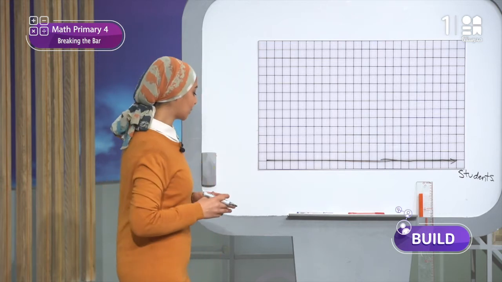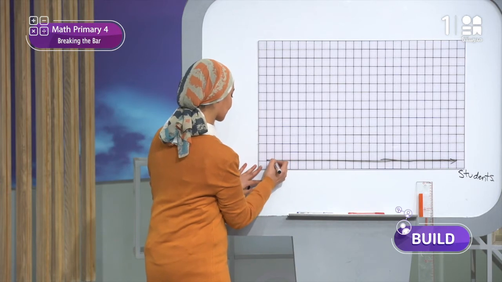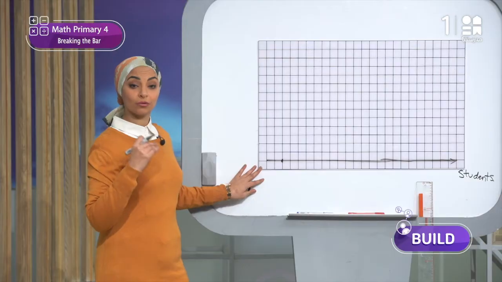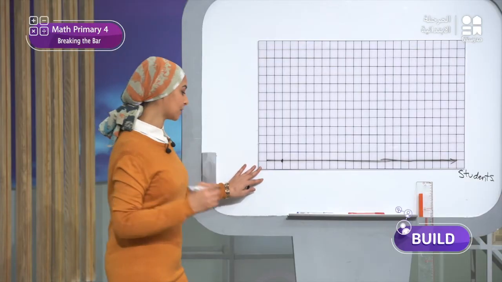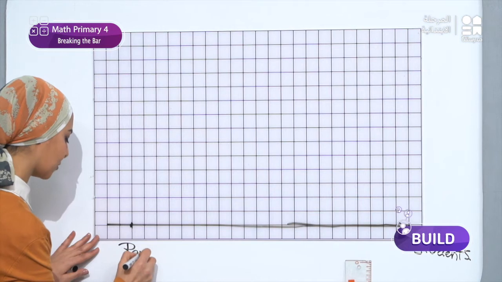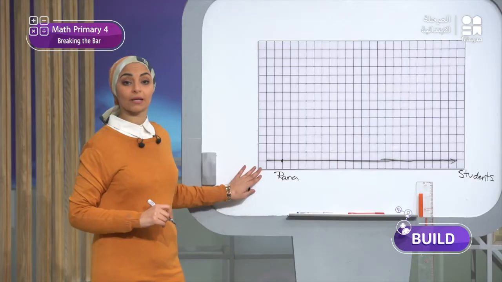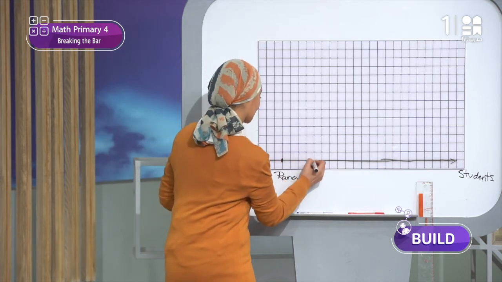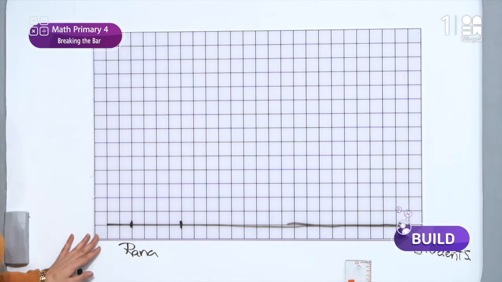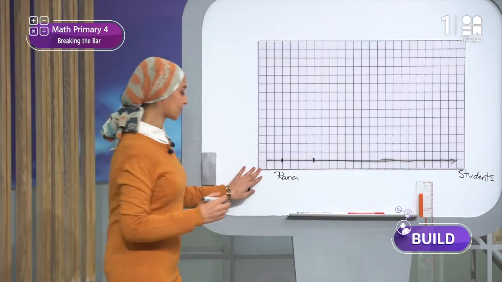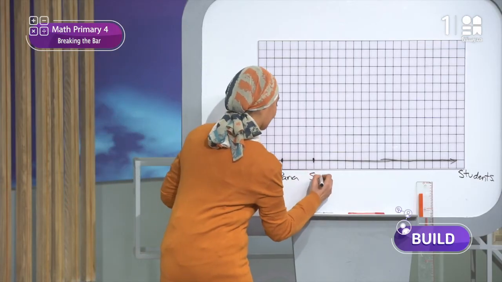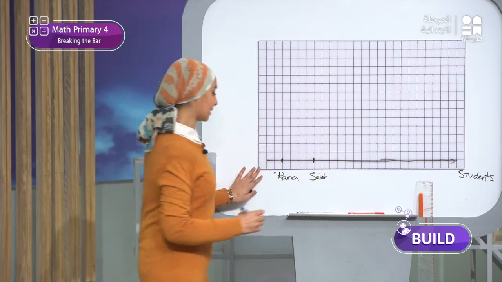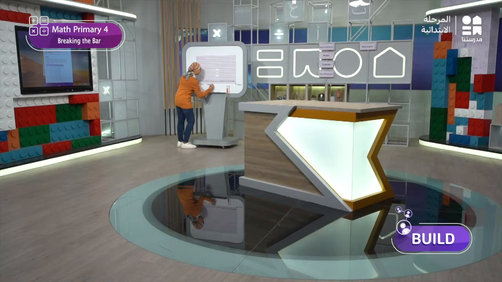For example, I will leave here 2 squares. Okay, like this. And then I will start to write the first name. The first name is Rana, so I will write here Rana. Okay, then we will leave another squares. So I will start here. I will write the second name, which is Salah. Okay, and then the third name, which is Tahani. I write it here.